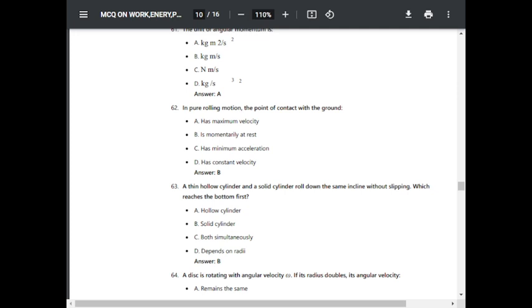Question number 63. A thin hollow cylinder and a solid cylinder roll down the same incline without slipping. Which reaches the bottom first? Option A, hollow cylinder. Option B, solid cylinder. Option C, both simultaneously. Option D, depends on radii. The correct answer is B, the solid cylinder will reach first.